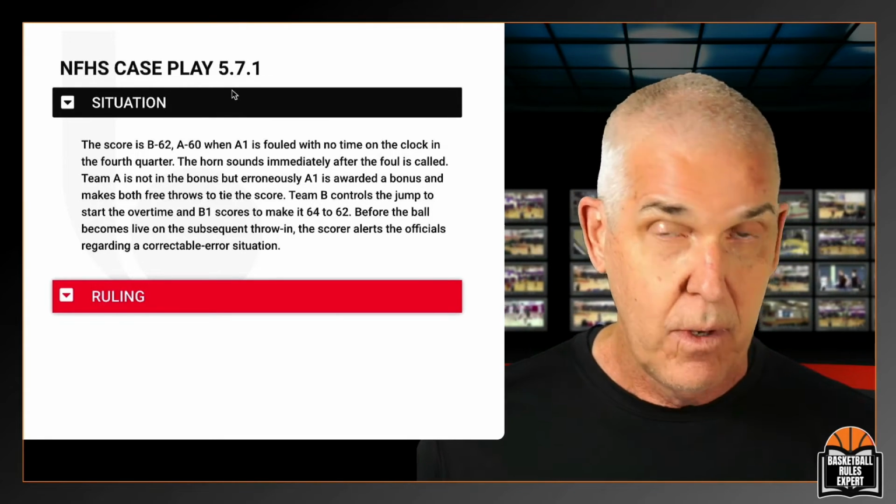Okay? Now, we know that correctable error timeframes can occur over and between periods, right? That's critical to understand with a correctable error timeframe. We understand that that's possible, but we always have to evaluate correctable error situations based on that time frame. So, with no time left on the clock, the officials erroneously awarded bonus free throws. These were not merited free throws, and they were awarded. The points were scored, and the game was resumed in overtime, right?